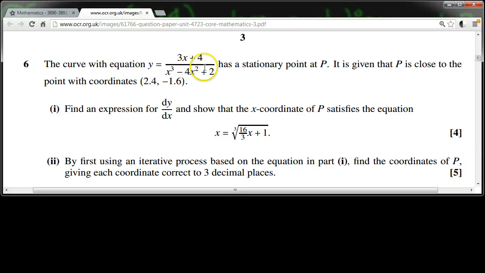The curve with this equation has a stationary point at P. It is given that P is close to this coordinate here, 2.4, minus 1.6. Find an expression for dy/dx. Show the x-coordinate of P satisfies the equation here. By first using an iterative process based on the equation in part 1, find the coordinates of P, giving each coordinate correct to 3 decimal places.